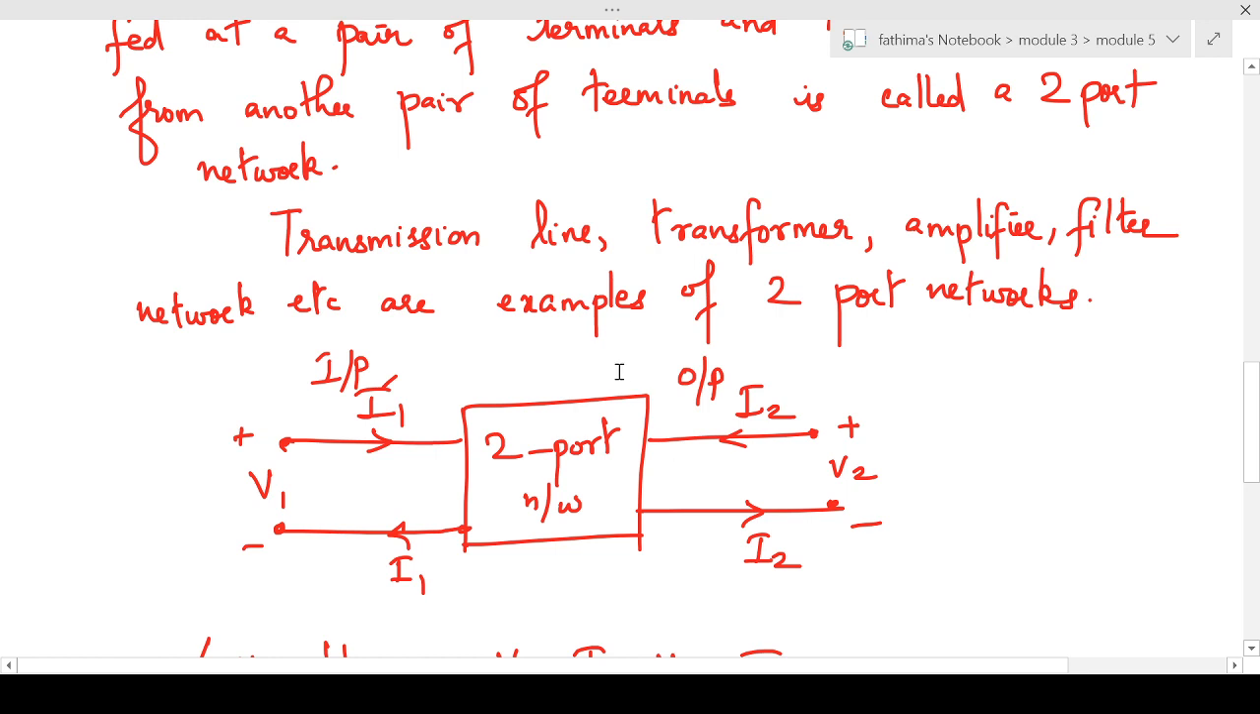This rectangular box represents the two-port networks. This box may contain energy storing elements like inductance and capacitance, but the initial condition must be 0. It may also contain dependent sources, but we assume that it does not contain any independent source. And this two-port network reduces the complexity of the electrical circuit.